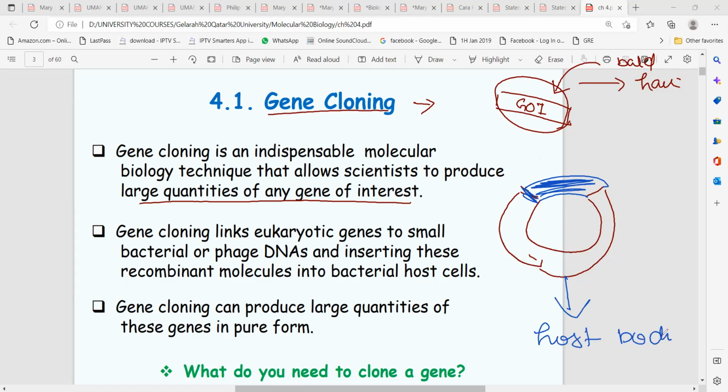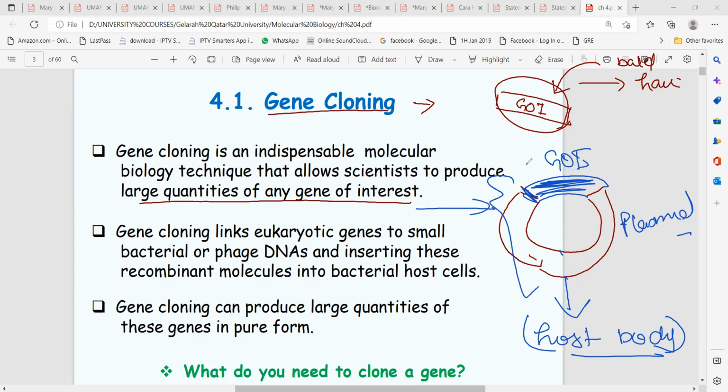This is just a very brief introduction about gene cloning. The gene of interest and the plasmid, which I told you is a carrier, I will explain in more detail. When they combine, we call it recombinant DNA. Why do we call it recombinant DNA? Because it's DNA from two different organisms, so two different DNAs recombining. This is why we call it recombinant DNA.